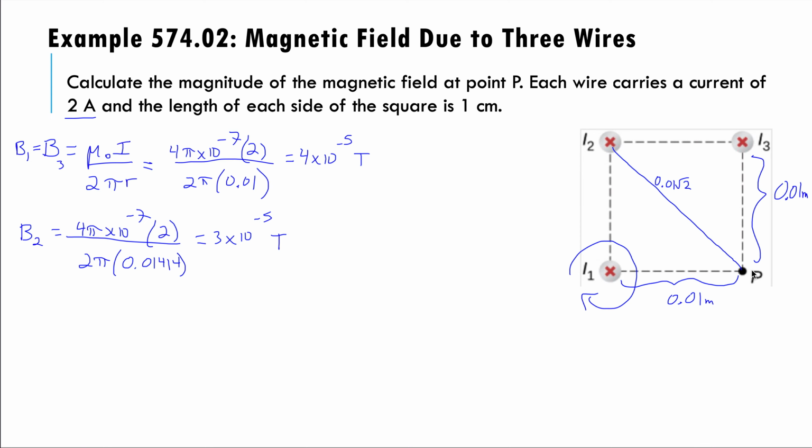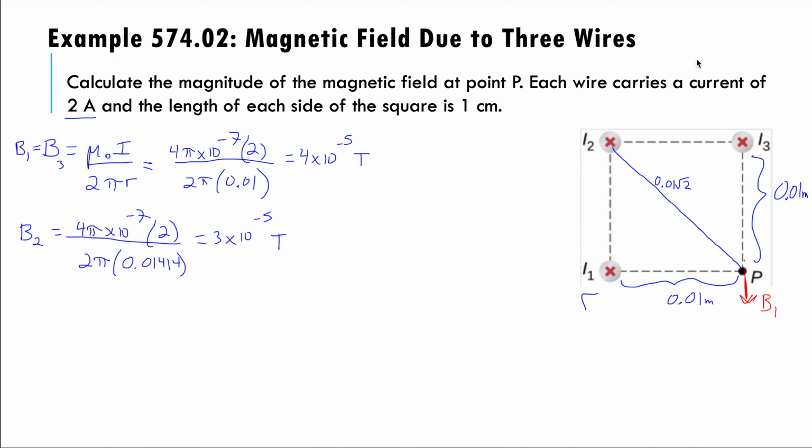So at point P, if you're looking at the current 1, if you just make that circle bigger, make a big circle around I1 here, with the fingers curling clockwise, that tells you that at point P, you're going down. So that is how you find a field due to each wire. So B1 would be going down. Do the same thing for I3.